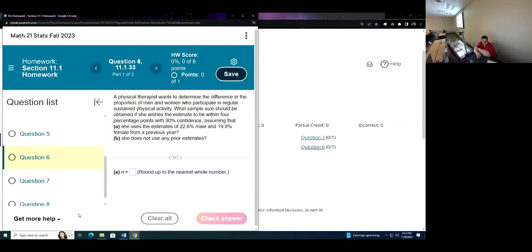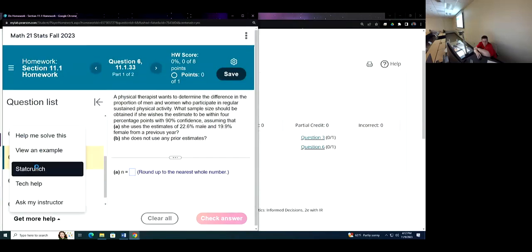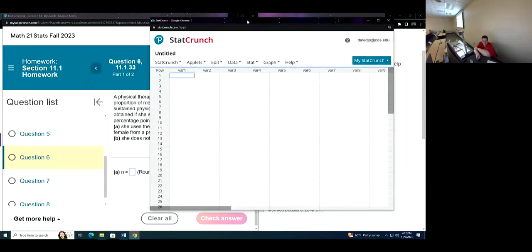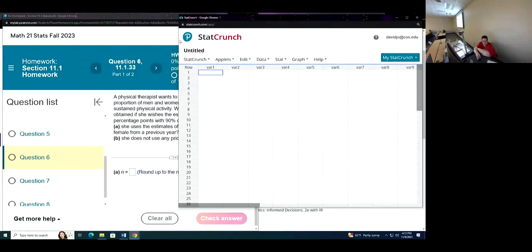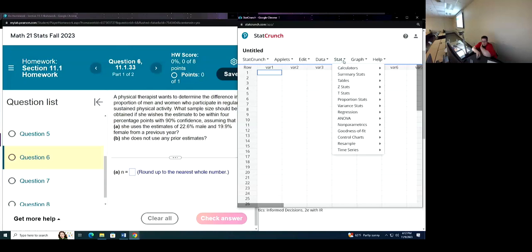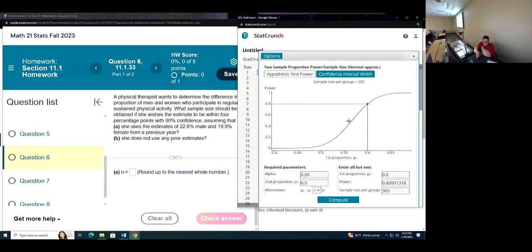I'm gonna have it open in StatCrunch here. If you ask for an example, it's gonna lead you down a rabbit hole where you do an equation. We did this find sample size thing before with one sample. We should be able to figure it out with two samples. This is proportion stats, two sample. Let's check out the power sample size. I've never done it with the two sample, but I can't imagine it being too much different.